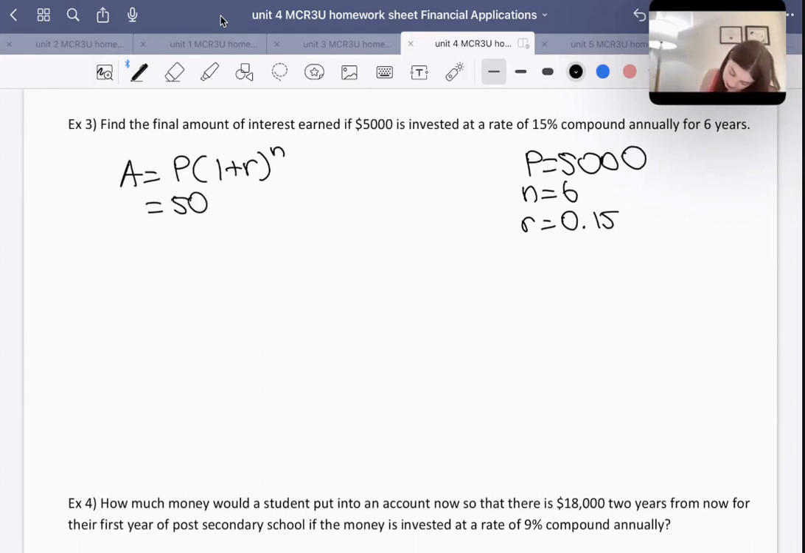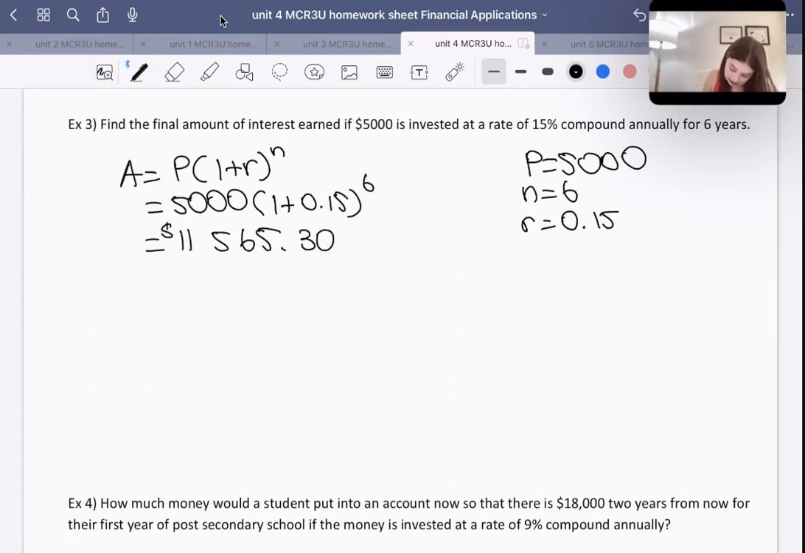So let's see. 5,000 times 1 plus 0.15 to the power of 6. So let's see what that is. 1.15 to the power of 6, all right, times 5,000 is going to give us $11,565.30.